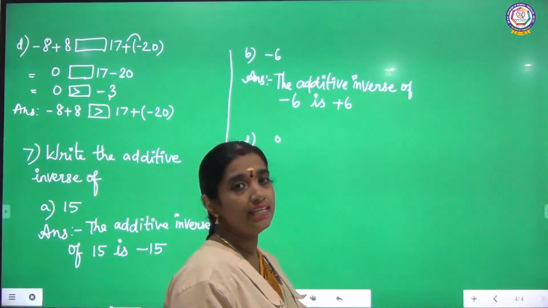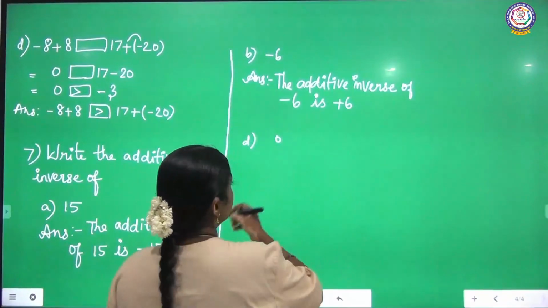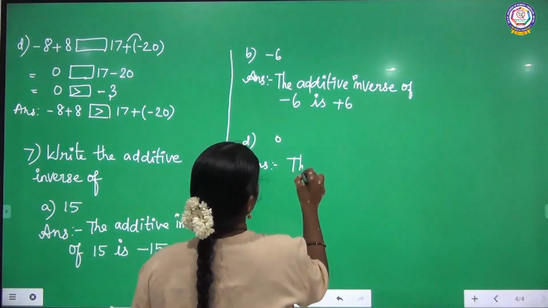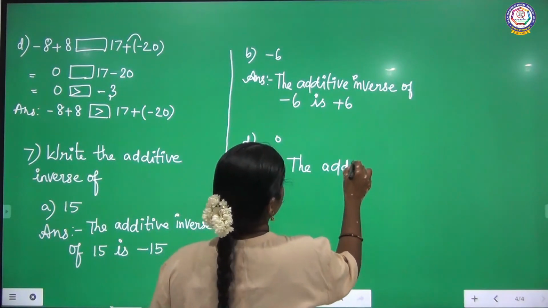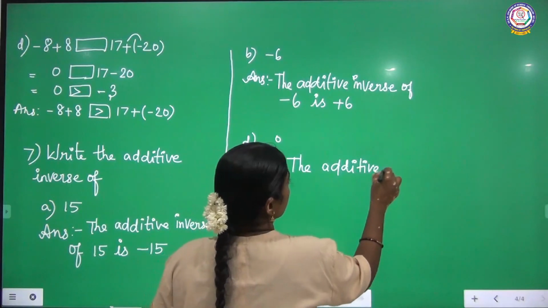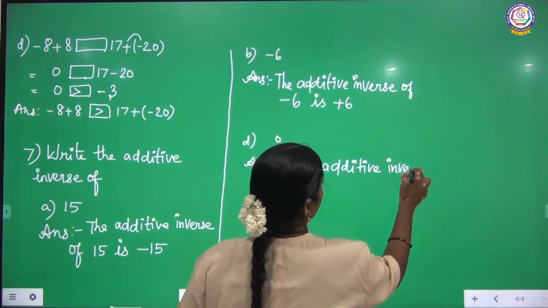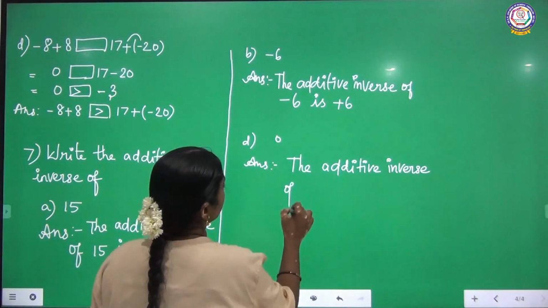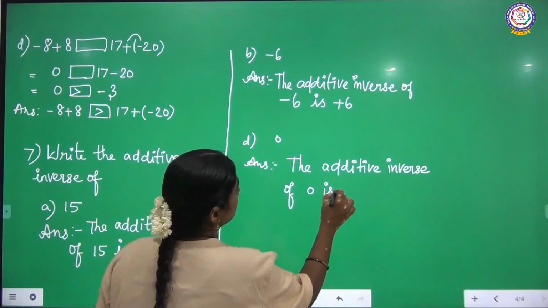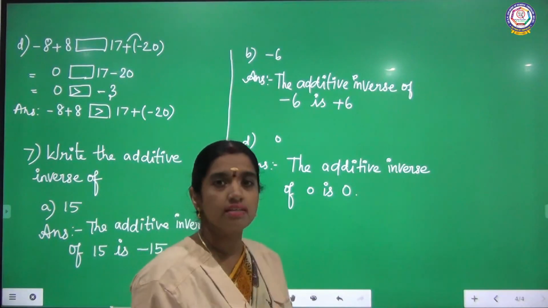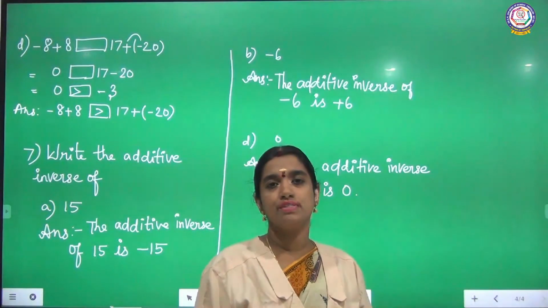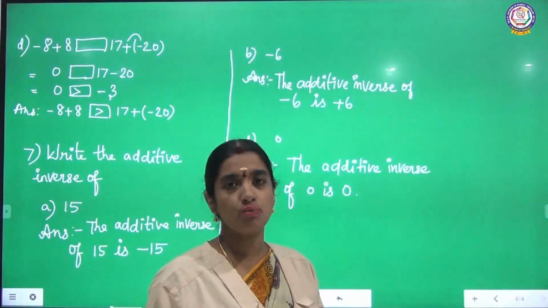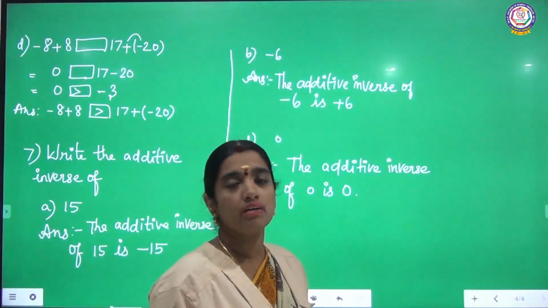Next we will move on to 0. See, the additive inverse of 0 is what? 0. The additive inverse of 0 is 0, because 0 is neither positive nor negative. So the additive inverse of 0 is what? 0. They will ask this as a 1 mark question, children.